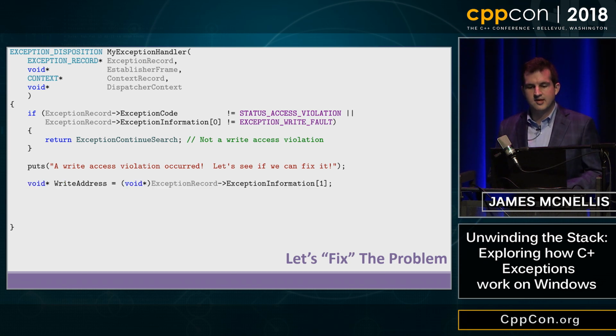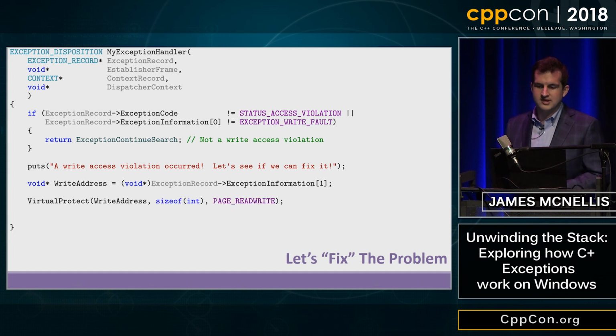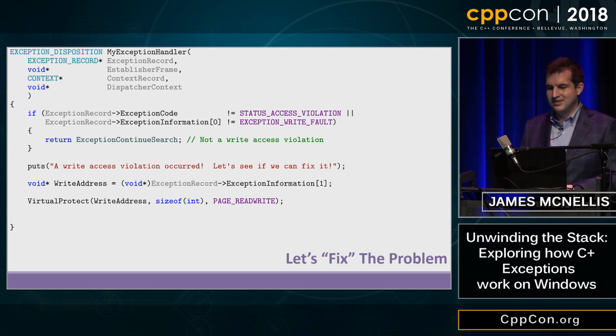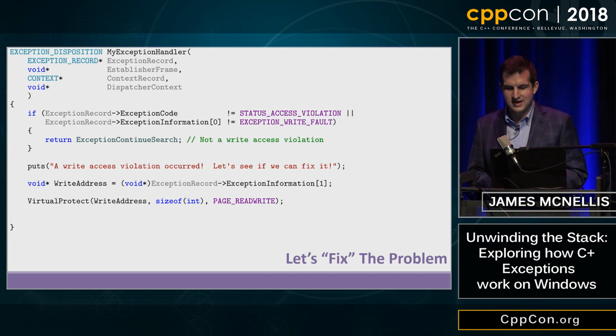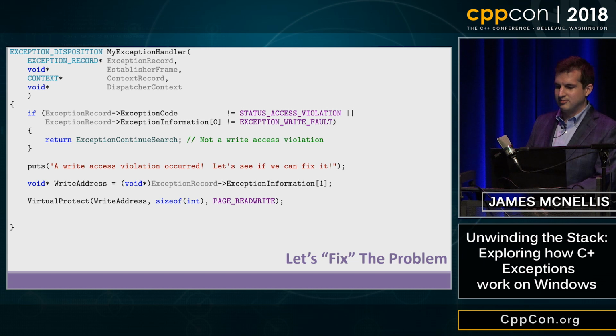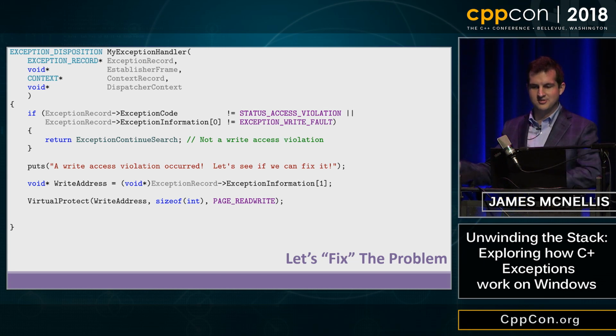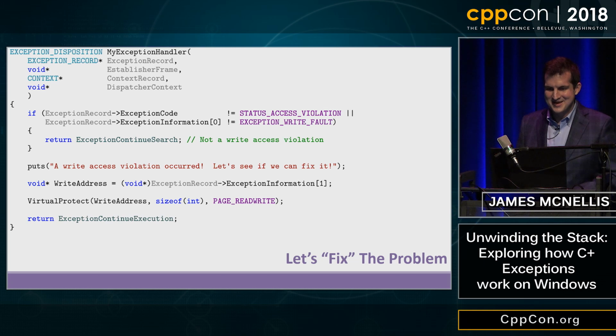We'll then look in the exception record to get the address to which we failed to write. And then since we failed to write, and we'd really like to be able to change that value, we'll call this VirtualProtect function. This is a Windows API that changes the protection of a region of memory, so we'll call it to change the protection of the page containing our variable to make it writable. Again, please don't ever do this sort of thing. Finally, we'll return EXCEPTION_CONTINUE_EXECUTION.